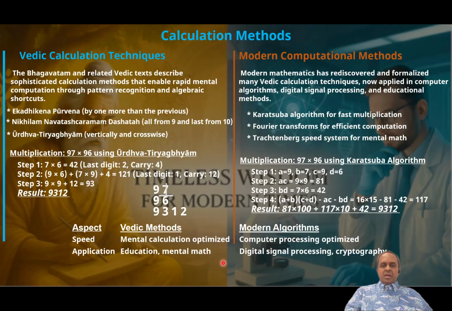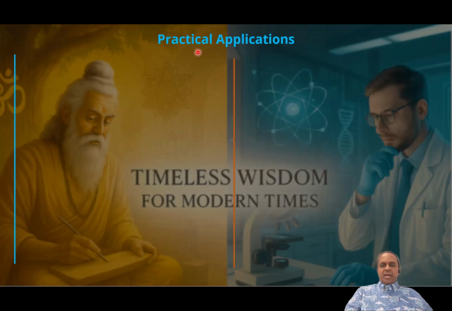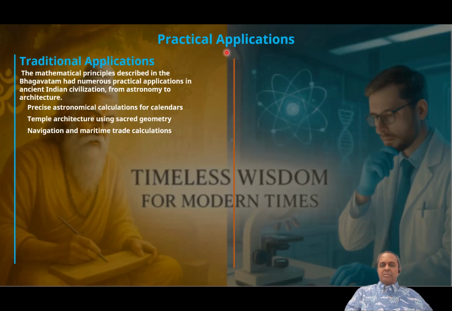Right? Moving on, let's look at different practical applications. Right now, let's explore how the mathematical principles described in the Bhagavatam had numerous practical applications in ancient civilization and continue to influence modern technology and education. Right? The mathematical principles described in the Bhagavatam weren't just theoretical. They had numerous practical applications in ancient Indian civilization that demonstrate sophisticated understanding of applied mathematics.